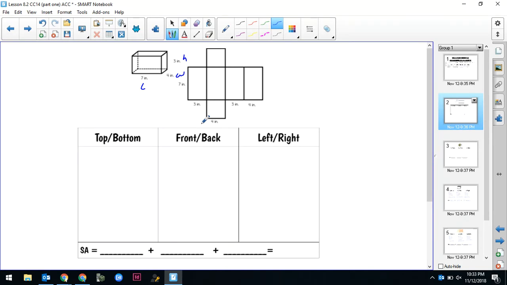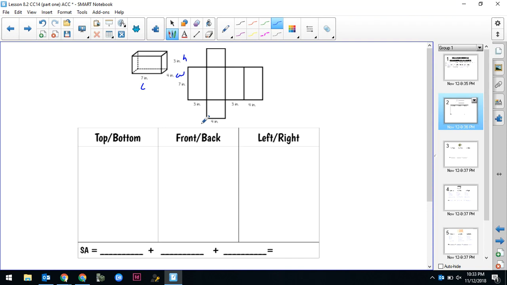Most importantly, you need to recognize that the top and the bottom of the rectangular prism are, of course, the same. The front and the back of a rectangular prism are the same, and the left and the right are the same. So once you find the bottom or the top, we can just multiply it by 2, and we've got the area of both. Once we find the front, we'll multiply by 2. Once we find the left, we'll multiply by 2, and we'll put that all together to find the surface area.